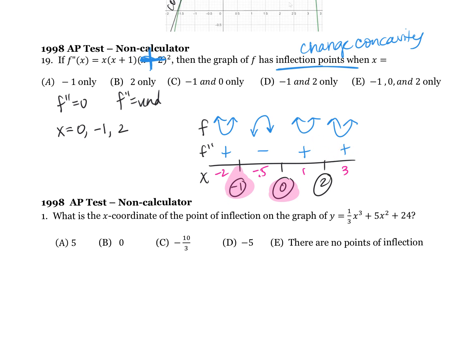Negative 1 and 0, is that C? Yeah. They're trying to throw us off, people. They want you to say, oh, my critical points, negative 1, 0, and 2. Boom, E. But we had to double check it.